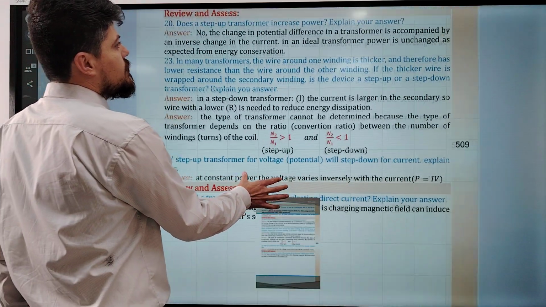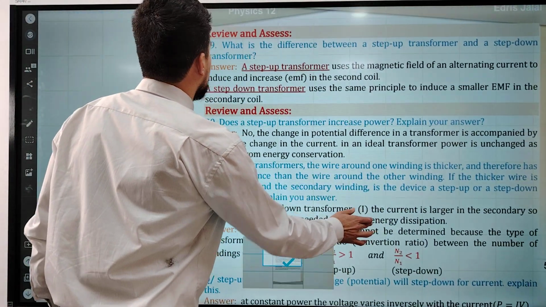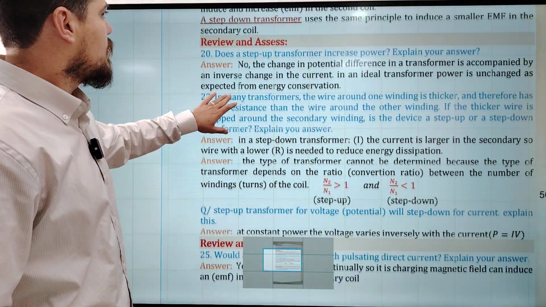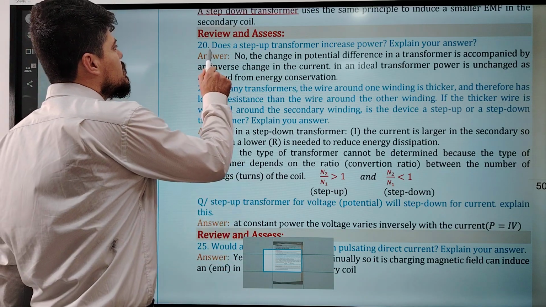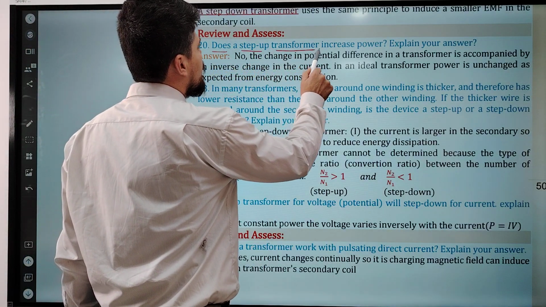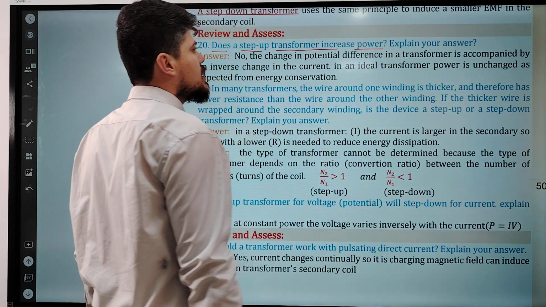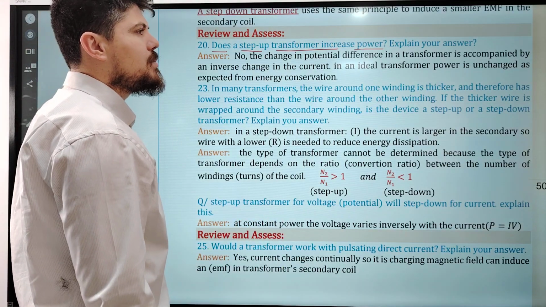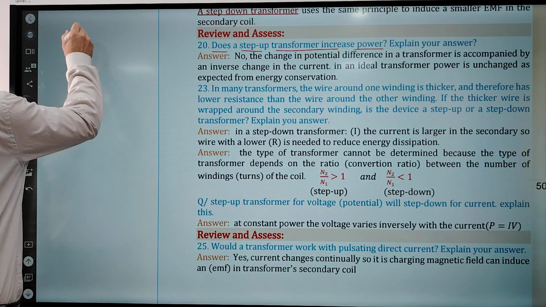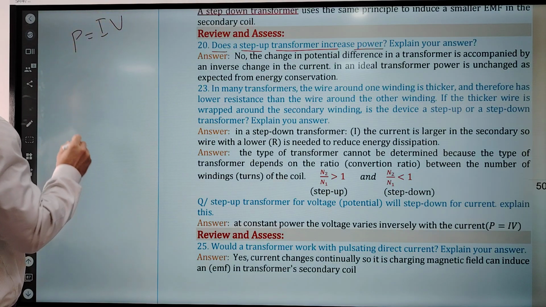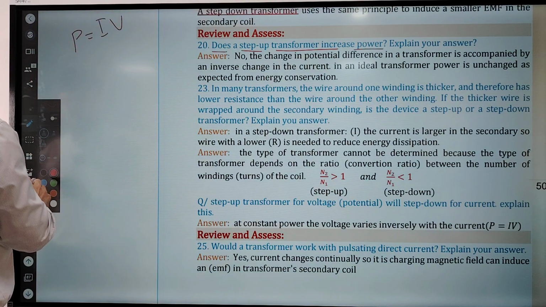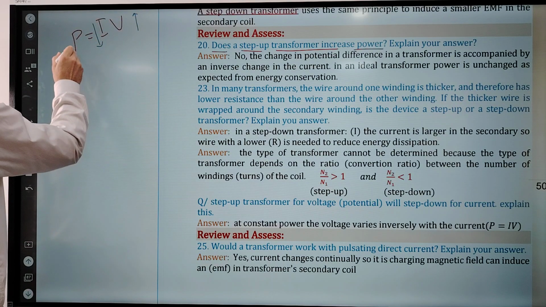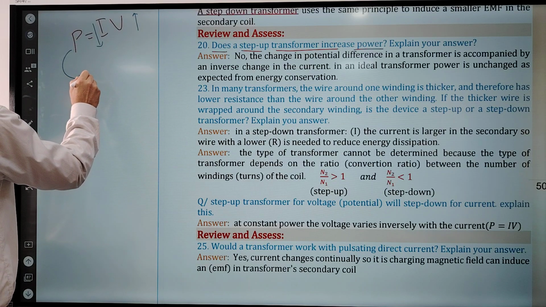So what is the difference between step up and step down? We explained it. This is question 19 from the chapter review, which we studied. Question 20 from the chapter review: Does a step-up transformer increase power? Explain your answer. No, the step-up transformer does not increase the power, because power is equal to IV. In a step-up transformer, what happens to the potential difference? It increases. What about the current? It decreases. But power remains constant.